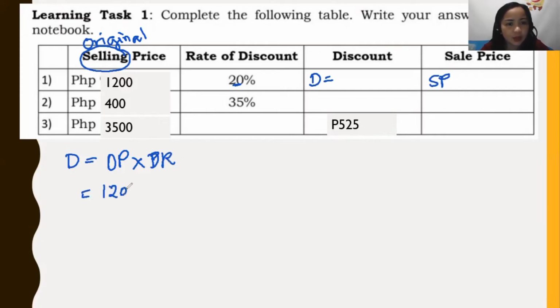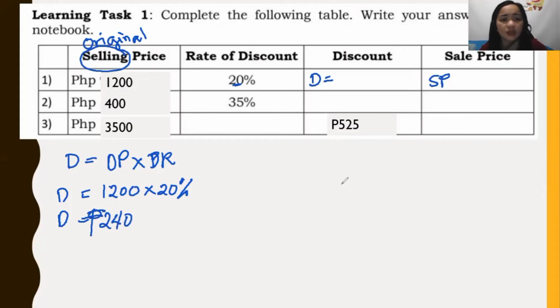So we get 1,200 times 20%. So kanina tinuruan ko kayo ng pagkuha ng 10%, di ba? Ang 20%, dalawang 10%. Ang 10% nito ay 120, therefore the 20% is 240 pesos. Tingnan nga natin kung tama. 1,200 times 0.20. Therefore, the answer is 240 pesos. And that is the discount.